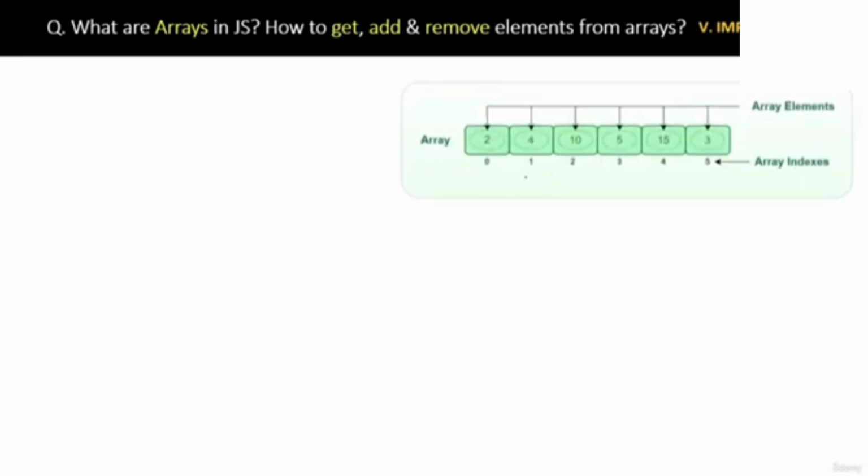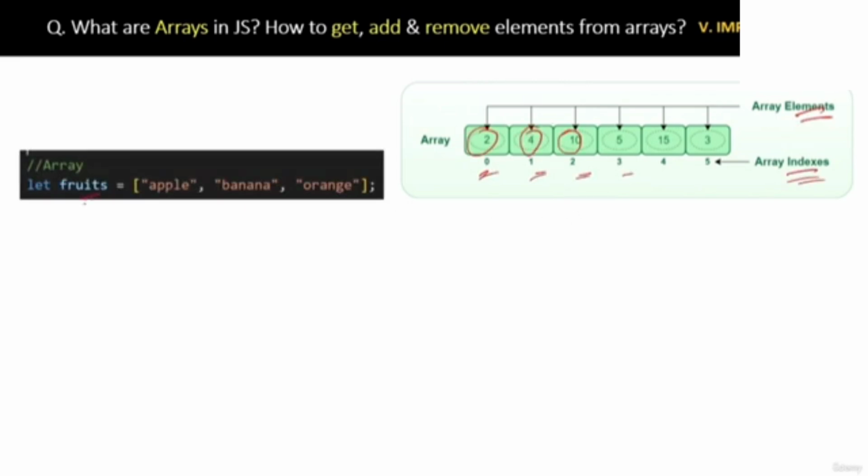What are arrays in JavaScript? How to get, add, and remove elements from arrays? Very basic and important question. Here is a simple array holding the array elements, and below is the index of the elements by which we can access those elements, right? And like this code, we can declare an array in JavaScript.